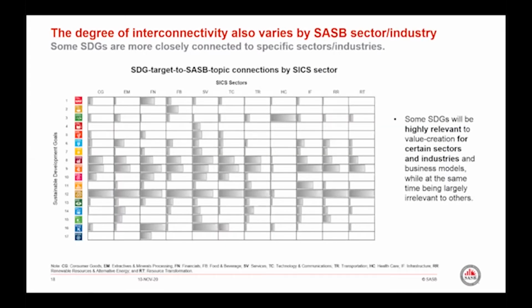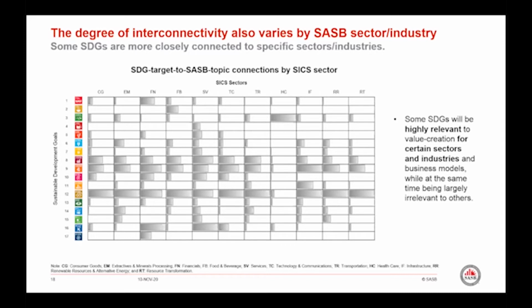This slide here shows that the degree of interconnectivity not only varies by goal, like we just saw, but it also varies by SASB sector or industry. First, let me explain what you're seeing in this slide. The gray bars show the number of SDG target to SASB topic connections by sector and by goal. So basically, the bigger the gray bar, the bigger the number of target to SASB topic connections there are for any particular goal and sector.